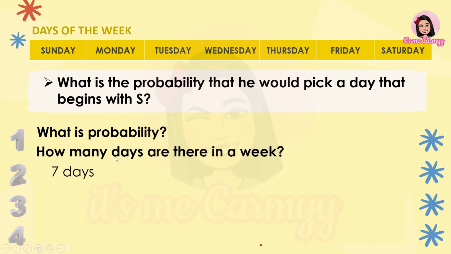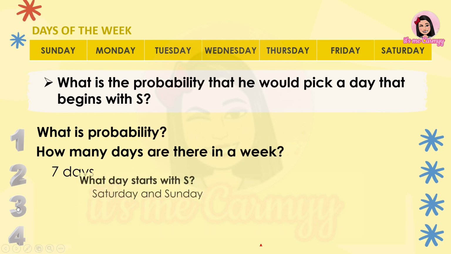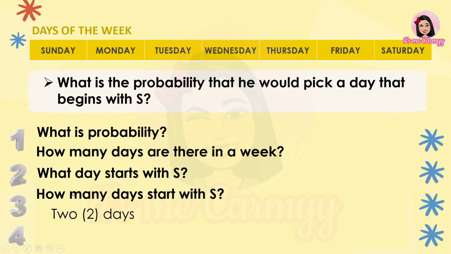Number 2. How many days are there in a week? We have 1, 2, 3, 4, 5, 6, 7. We have 7 days. What day starts with S? We have Sunday and Saturday. So we have 2 days that start with letter S. How many days start with S? We have 2, which are Sunday and Saturday.